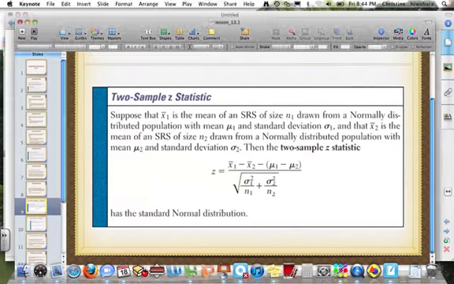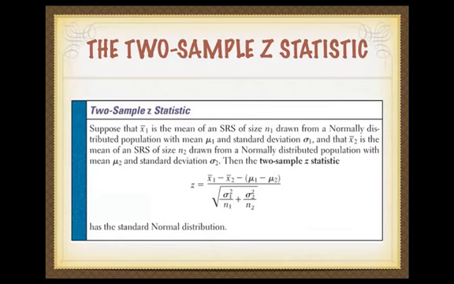All right. So I did want to go over the two sample Z statistic. So let's go over this slide real quick before I go over PHANTOMS for the two sample Z statistic. So suppose that X bar 1 is the mean of an SRS of size n1 drawn from a normally distributed population with mean mu1 and a standard deviation sigma 1. And that X bar 2 is the mean of an SRS of size n2 drawn from a normally distributed population with mean mu2 and standard deviation sigma 2. Then the two sample Z statistic is as follows.